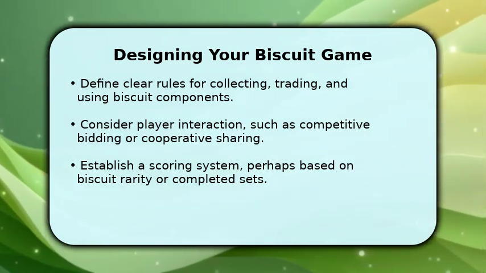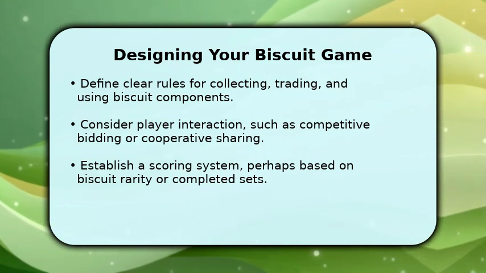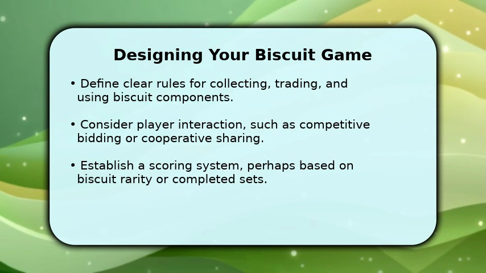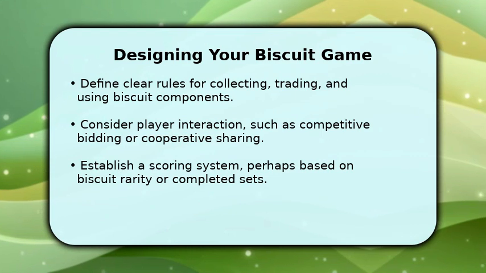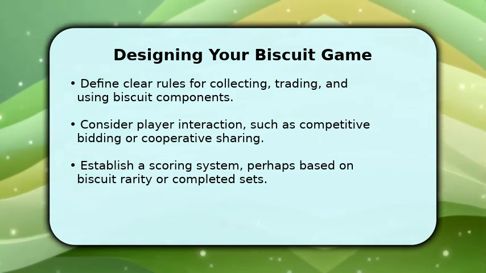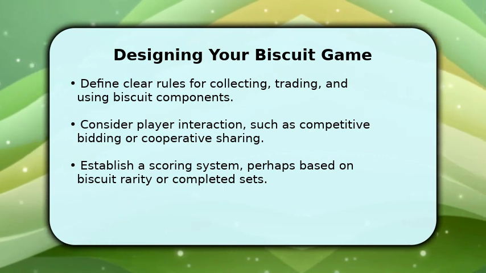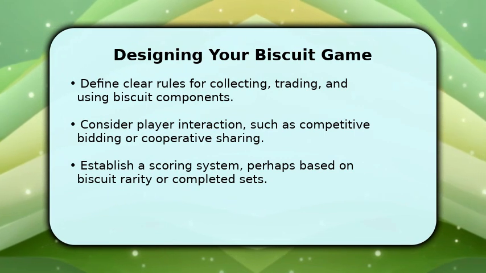When designing your biscuit game, begin by outlining the fundamental rules. Decide how players acquire biscuits, whether through drawing, trading, or strategic placement. Think about player interaction. Will it be a race to collect the most, or a collaborative effort? Establish a clear scoring system, perhaps awarding points for completing a set of 5 different biscuit types or for having the most of a particular flavor. This structure forms the backbone of your game.